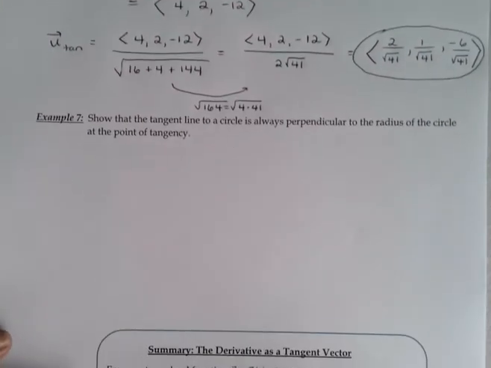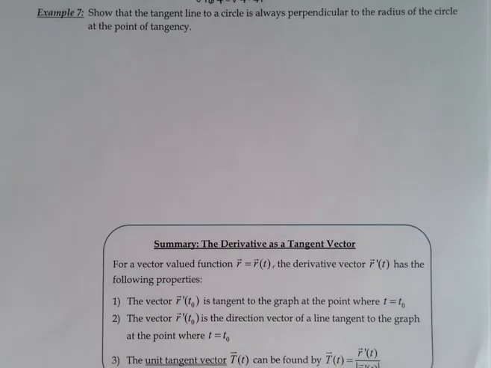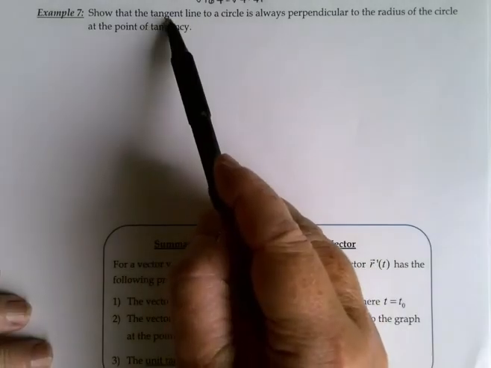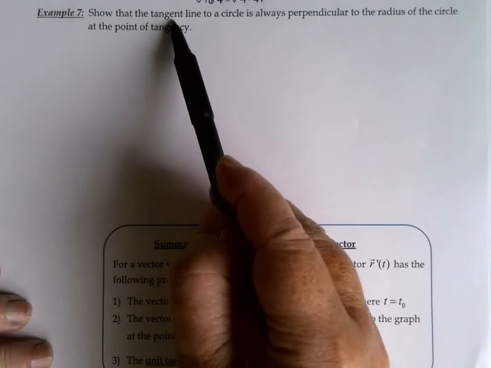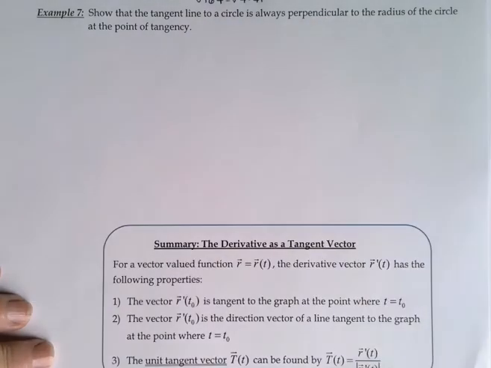All right, example 7 actually should, I hope, take you back to your days of high school geometry just a little bit. The property that's described here is one that's told to every high school geometry student, but the reason why it's true isn't usually explained, because using just geometry, it's hard to explain why this works. Using vector calculus, it's going to turn out to be really easy. So here it is. We're going to show that the tangent line to a circle is always perpendicular to the radius of the circle at the point of tangency.